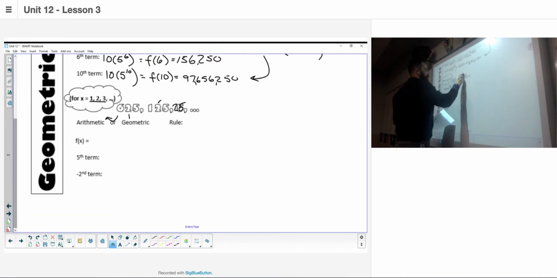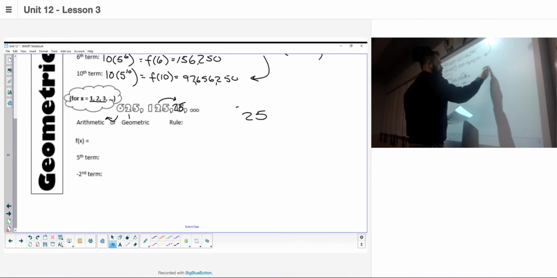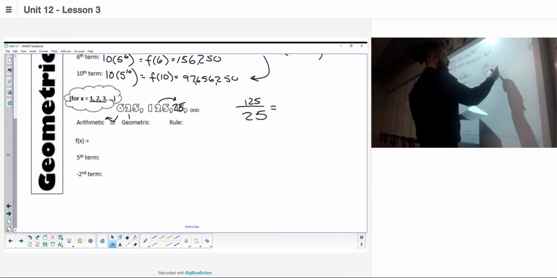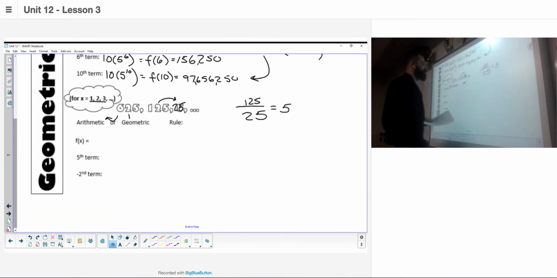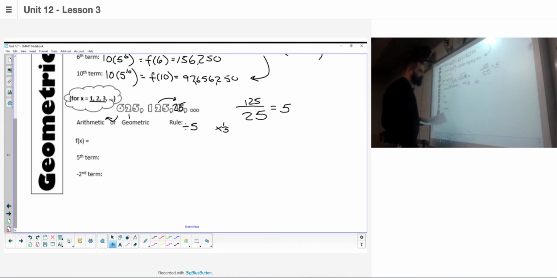How do I get from 125 to 5? Or 25 times what is 125? Divide the two numbers. 125 divided by 25 is 5. So I am dividing by 5 or multiplying by 1/5. That's how we write our rule. I need to multiply 625 by 5 to get back to term 0.